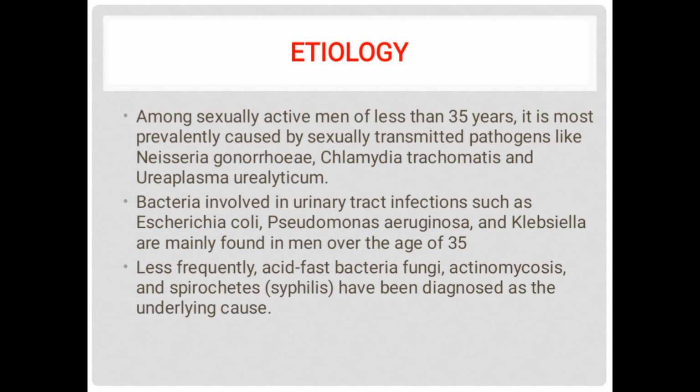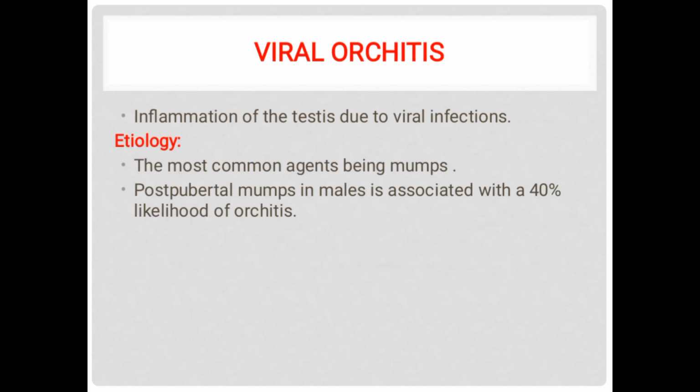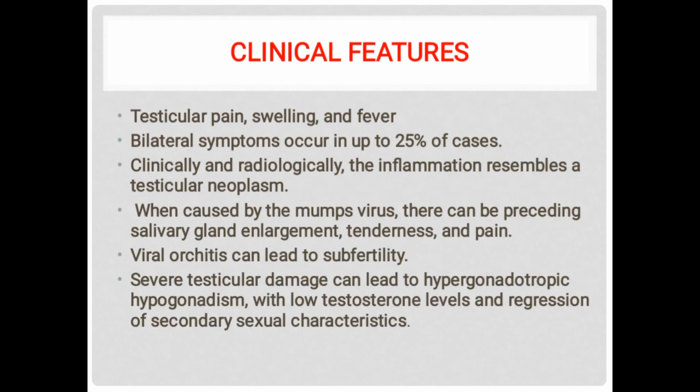Less frequently, acid-fast bacteria, fungi, actinomycosis, and spirochetes such as syphilis are diagnosed as the underlying cause of this epididymoorchitis. Also, viral orchitis, which means inflammation of the testis due to viral infection. The most common agent is mumps. Postpubertal mumps in males is associated with a 40% likelihood of orchitis. That means 40% of males affected by mumps can develop orchitis.